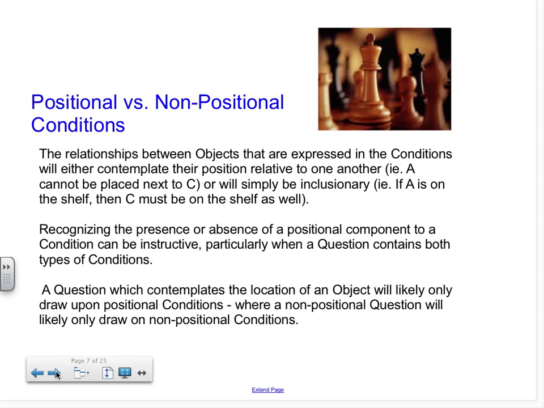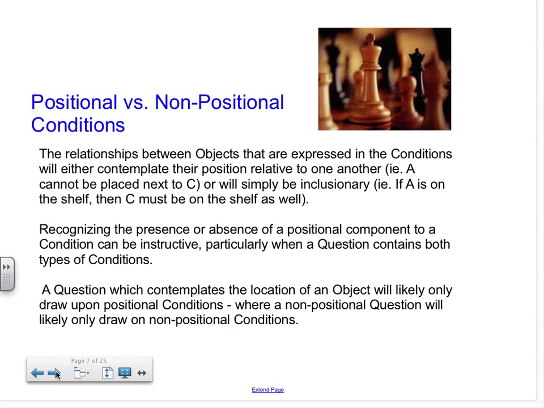It is also important to be aware of positional versus non-positional conditions. The relationships between objects that are expressed in the conditions will either contemplate their position relative to one another, i.e. A cannot be placed next to C, or will simply be inclusionary, i.e. if A is on the shelf, then B must be on the shelf as well.